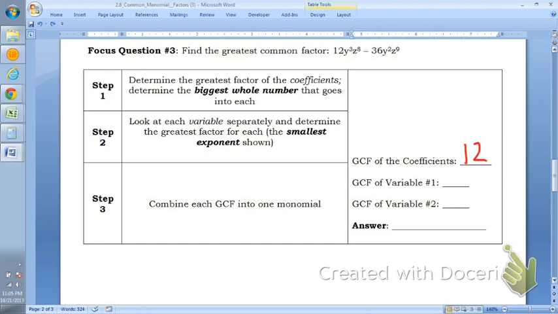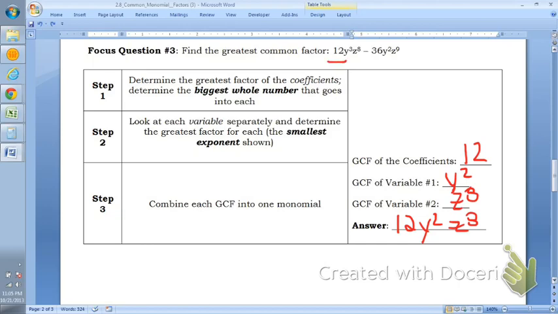Our variables that are common in both terms are y and z. There is a y and a z in both of them. But what's the most y's and the most z's that you can divide both of them by? Well, you look for the smallest exponent. Our smallest amount of y's is y to the second, and our smallest amount of z's is z to the 8th. That means our greatest common factor is 12, y to the second, z to the 8th.